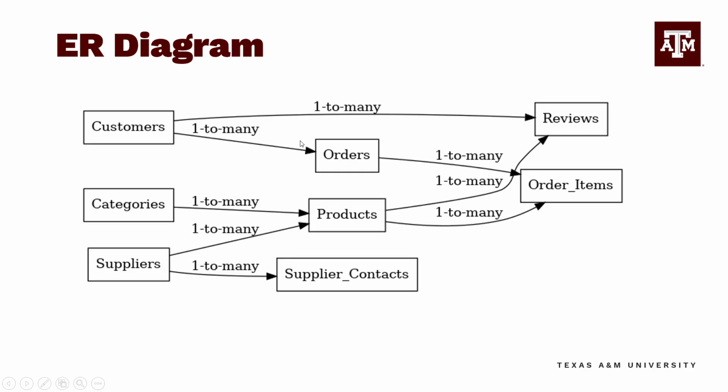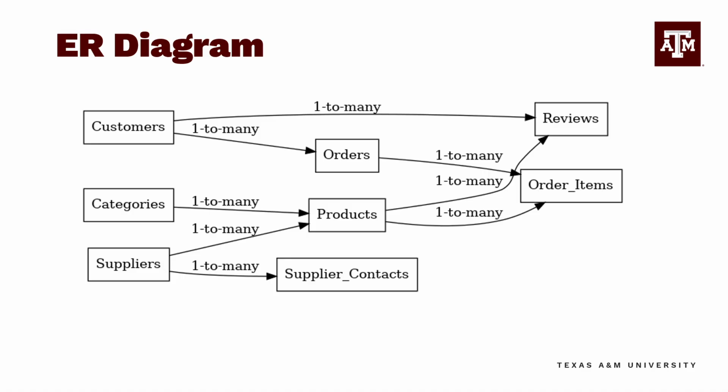And this is the ER diagram that I have used to create this database schema. You can see customers, orders, products, suppliers. These are the primary entities since this is an e-commerce platform. And also you can see there are many one-to-many relationships in this ER diagram.